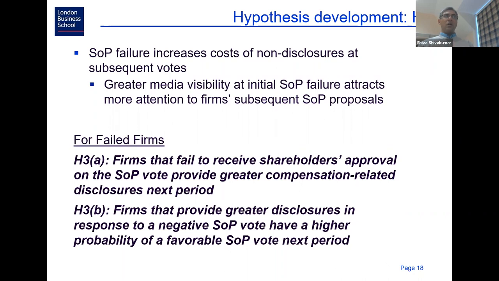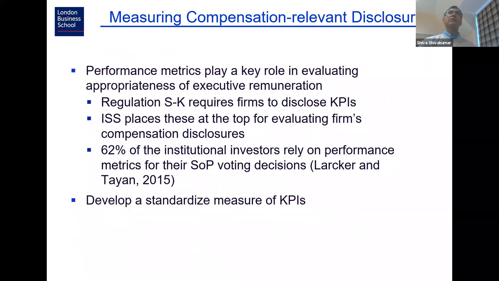So as a result, what we are claiming is for the failed firms, that is the firms that failed to receive shareholders' approval in one SOP voting, we should see that their compensation related disclosures increase in the subsequent SOP voting, and that this increased SOP related disclosure should actually have an effect on the SOP voting by investors subsequently. So that's our third hypothesis, and we take these three hypotheses to the data.